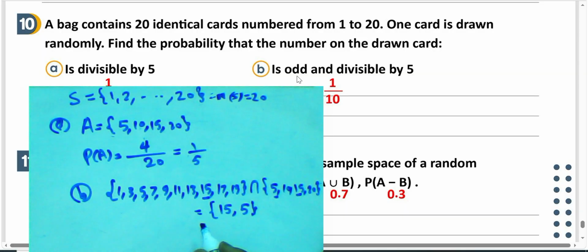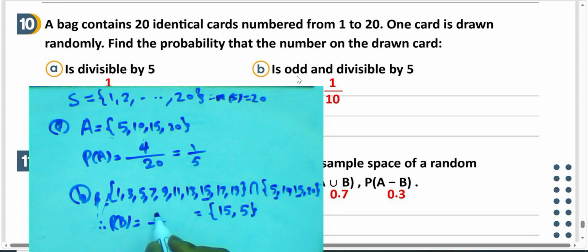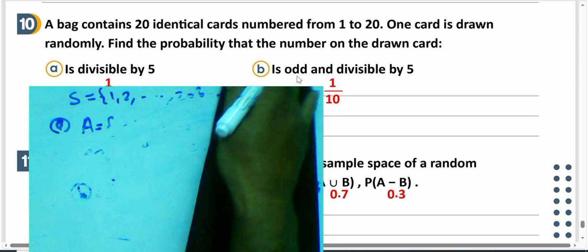So the probability of event B, in the probability of event B, we can count here 2 digits from the total number 20. 2 over 20, the result will be 1 over 10. So the result here will be 1 over 10. Okay, understood the steps?